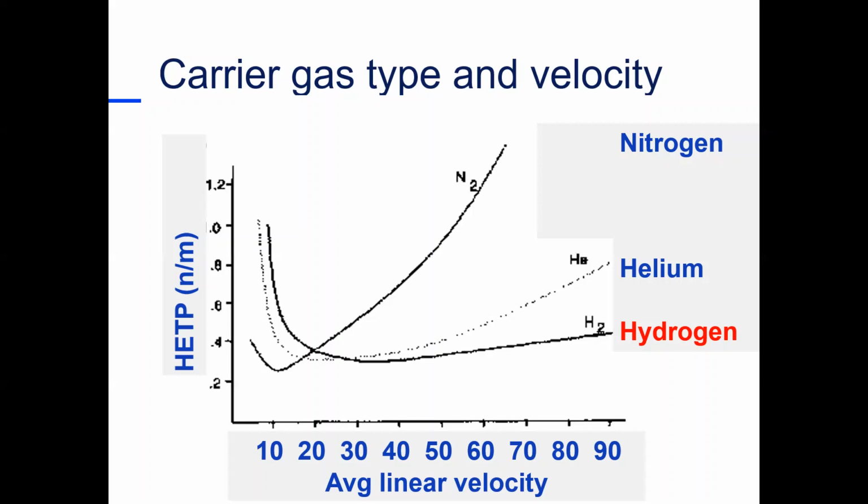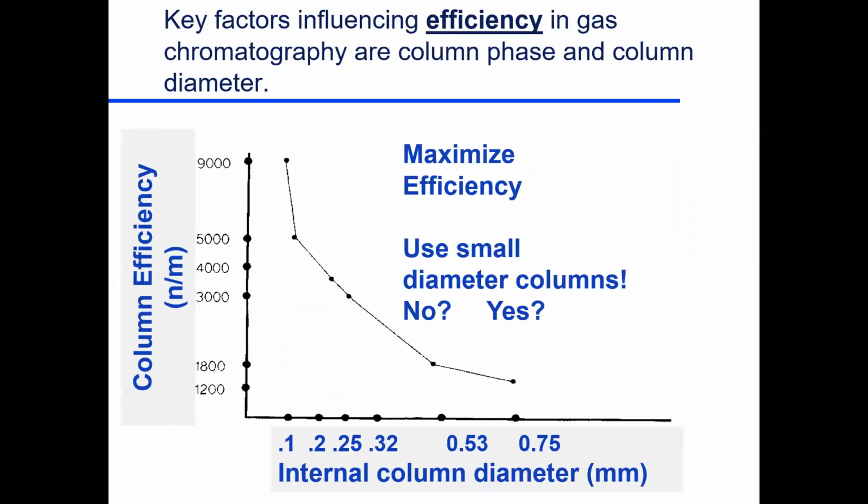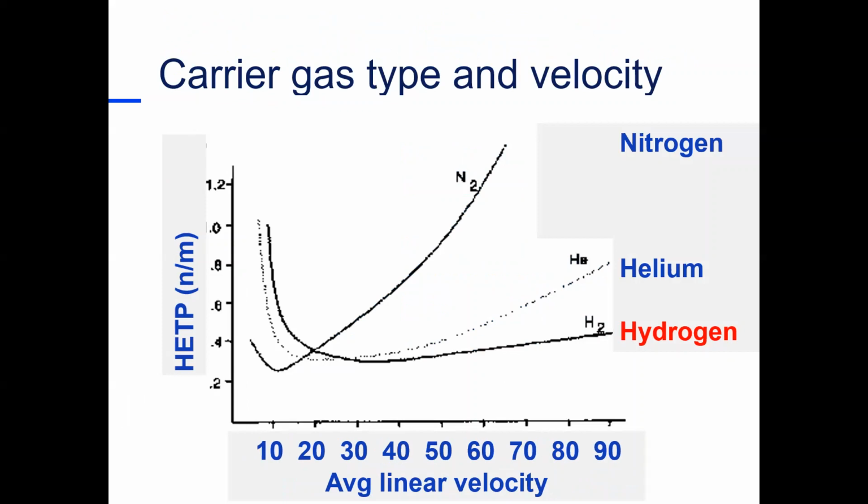And look out here, we can be 80, 90 centimeters per second. We cut our time by a factor of 10 for analysis time. Time is money, it's always money. We use hydrogen. So what do we want in terms of efficiency? Small columns, small diameter columns, use the right carrier gas, mobile phase.